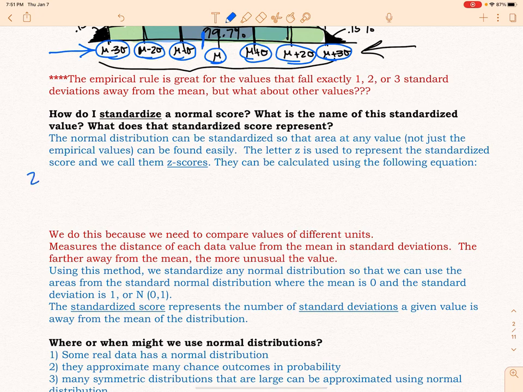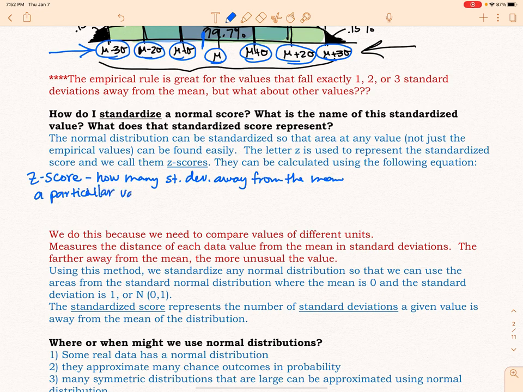So the z-score basically tells me how many standard deviations away from the mean a particular value is. So when I talk about what a z-score is, because a z-score is our name for our standardized value, our z-score tells us how many standard deviations away from the mean a particular value would be.